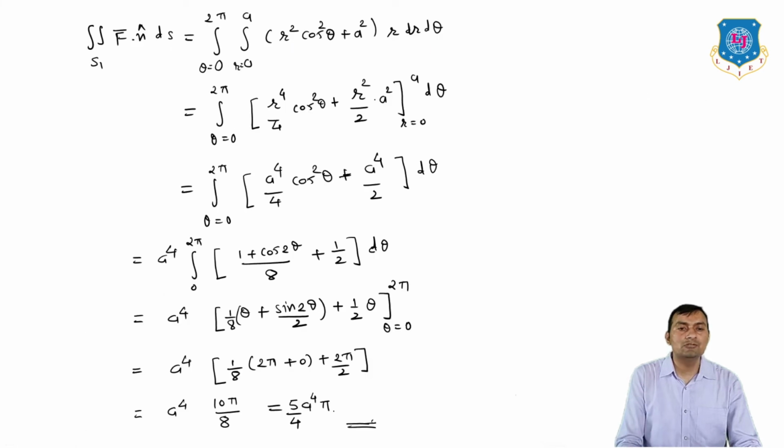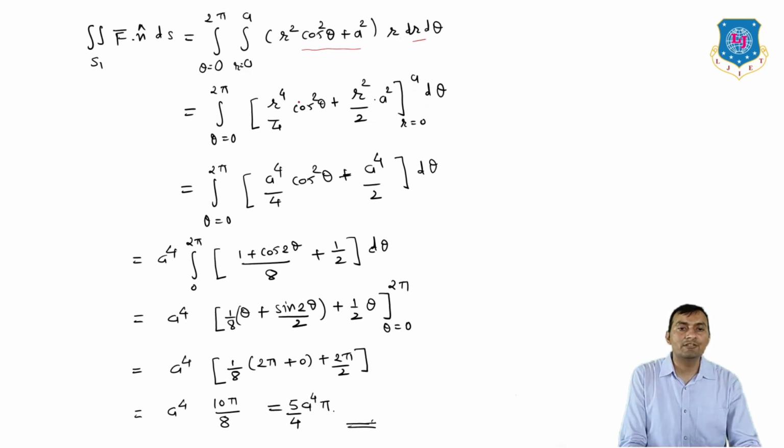So after substituting all these, the value of this double integration we will obtain is this one. First we do the integration with respect to r: r square into r, that is r cube, so r raised to 4 divided by 4 cos square theta, plus 1 times a square, so r square divided by 2 into a square, over r equal to 0 to a, d theta.